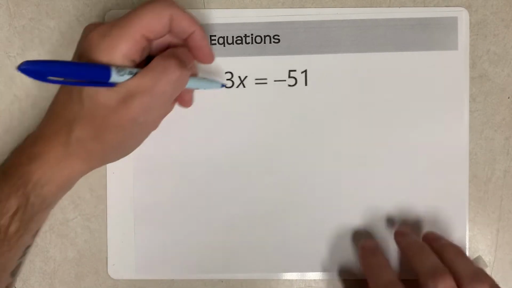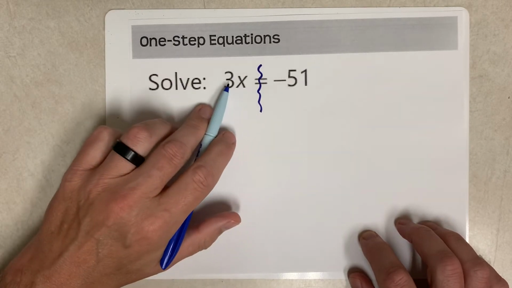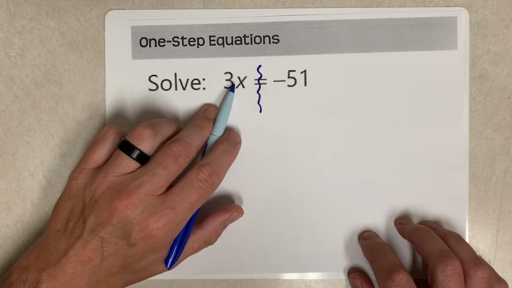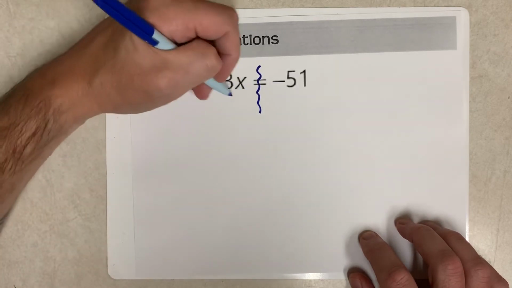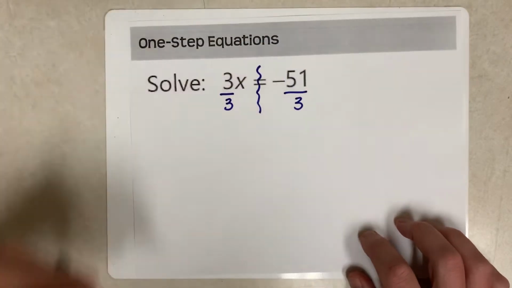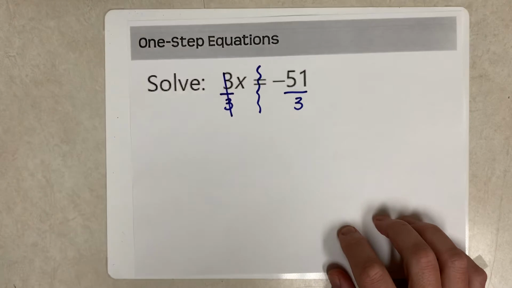3x is equal to negative 51. All right, so we're going to draw our river. What's the opposite of 3 times x? Well, to get rid of that 3, since you have multiplication going on here, you have to divide. So we have to divide both sides by 3. And so when we divide both sides by 3, those two guys cancel.